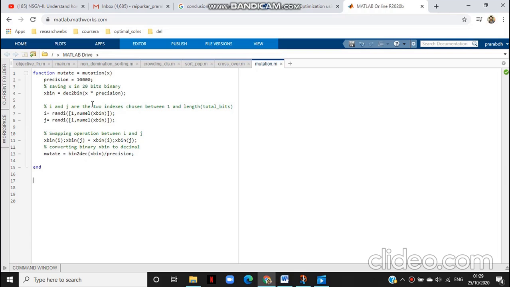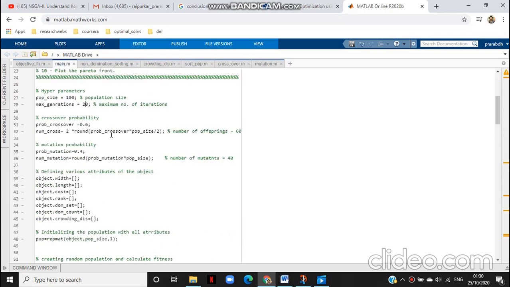Mutation, in which we again convert the number into binary, and we generate two positions in between them, and we just swap those two binary digits, like the 7th place and the 13th place are interchanged. This is called mutation. So again we come back to the main function to show what we were doing.